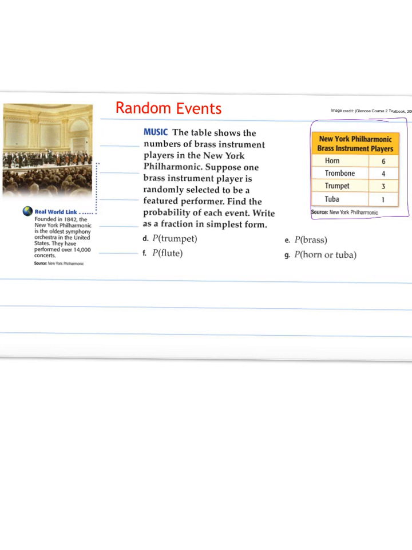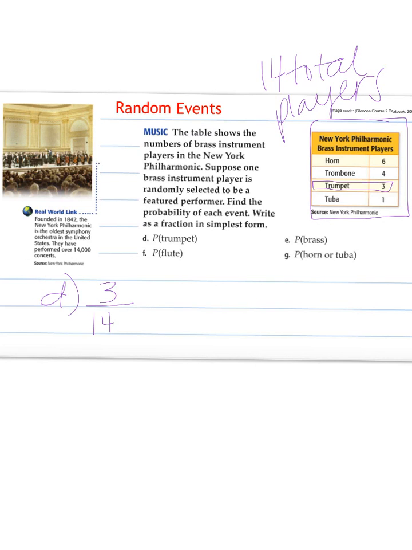So let's look. Probability of it being a trumpet that's picked. So we have 3 trumpet players. We have to figure out how many total players there are in the Philharmonic. So we add up each of the players. We have 6, 4, 3, and 1. So if we add all of those together, there's 14 total players. Okay, so that's the total possible number of outcomes. So 3 out of 14. And we want to write that in simplest form, which it already is.